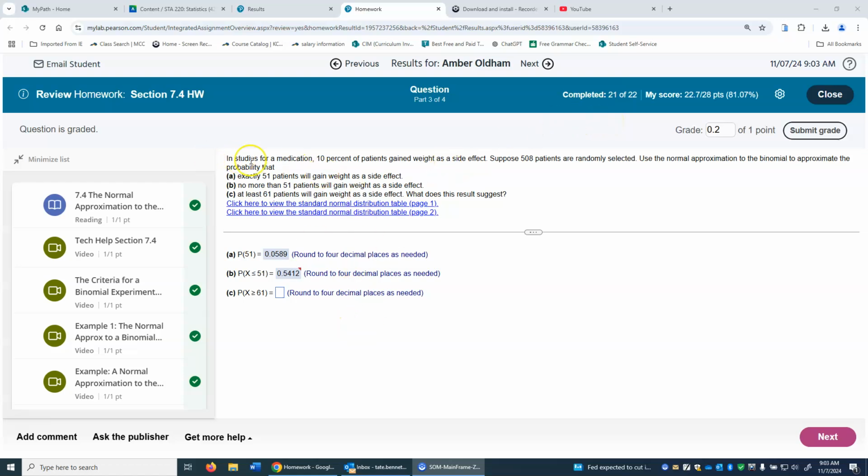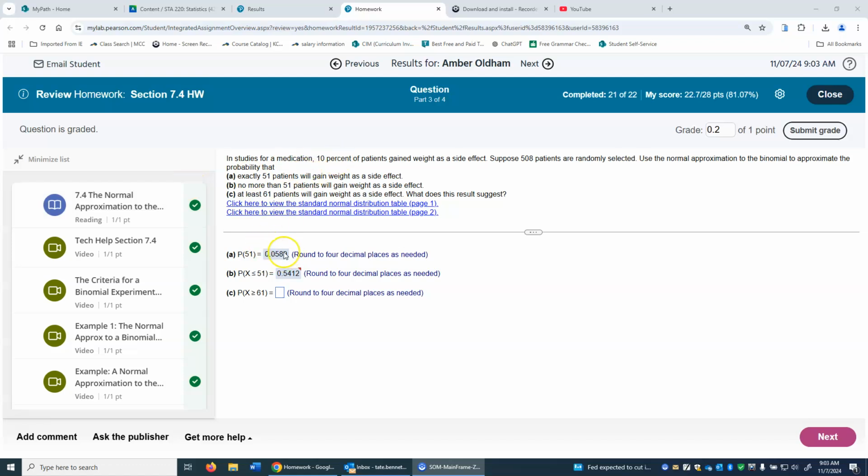Okay, so in a study for medication, 10% of the patients gained weight as a side effect. So P is going to be 10% or 0.1. Suppose 508 patients are randomly selected. So N, our sample size, is 508. Use a normal approximation to the binomial to approximate the following.